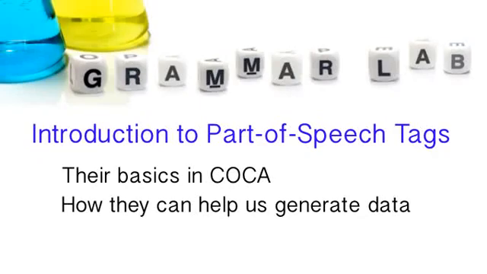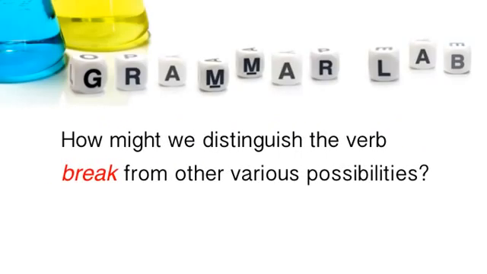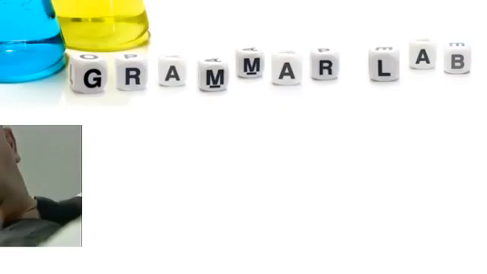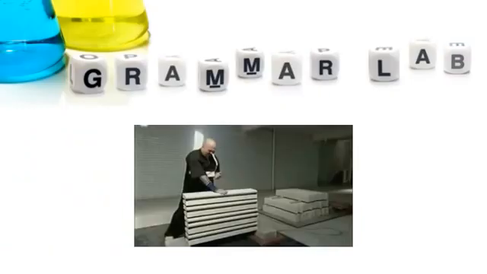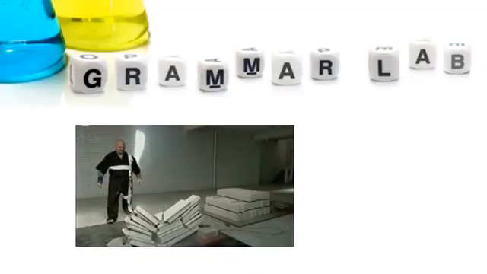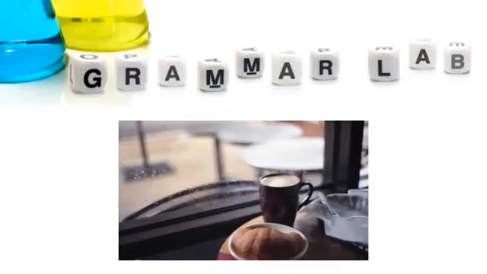In this video, I'm going to show you how part-of-speech tags work in the Corpus of Contemporary American English, and illustrate how they can be used to help us generate the data that is the most relevant to our research questions. For example, if we were interested in distributions of the verb break, how could we differentiate this kind of break from this one?